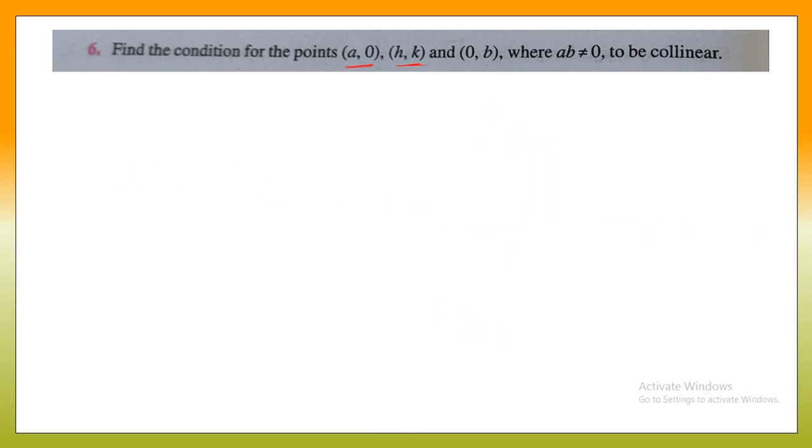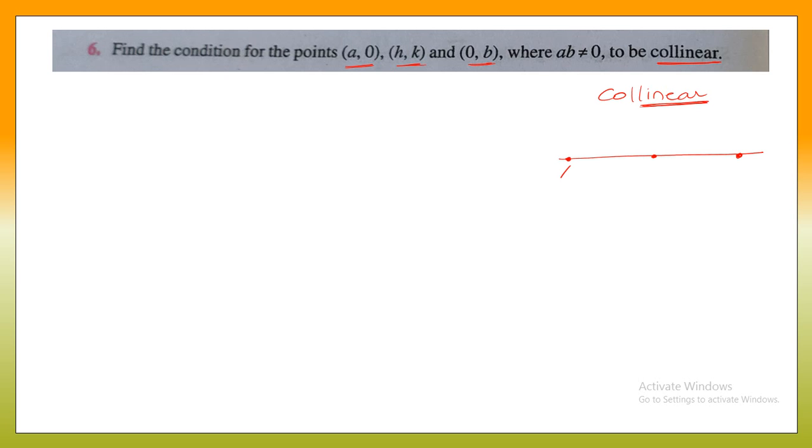Next, find the condition for the points. There are 3 points given and he is telling you collinear. Here, linear means nothing but a straight line. So collinear means all these points should lie on a straight line. Then we can say these 3 points are collinear. 3 or more points are said to be collinear if they lie on the same line.